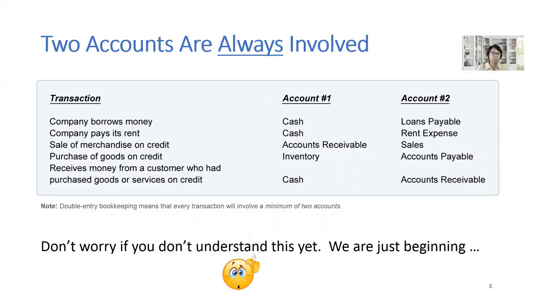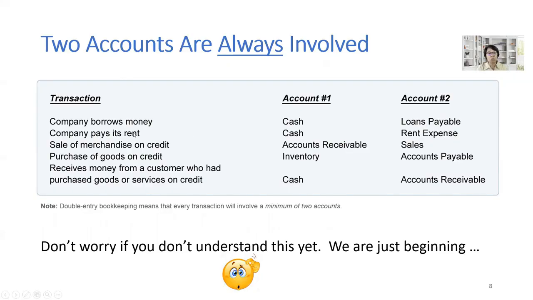So let's see some examples. Say you have a company and you sell widgets, and you borrow money to start up your business. Well, your cash goes up because the bank gives you money, right? But your loan payable also goes up. So let's say you borrowed 10,000. Now your cash went up by 10,000. But because you owe the money, your loan payable goes up by 10,000.